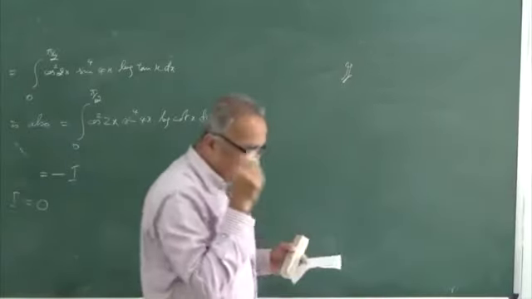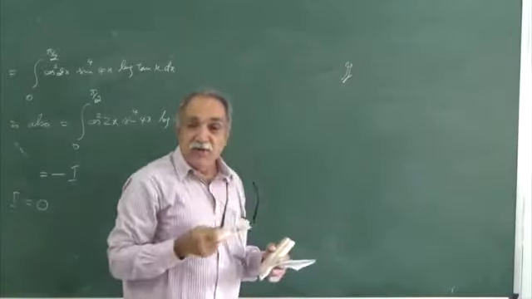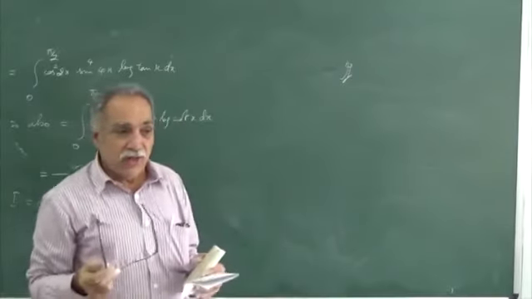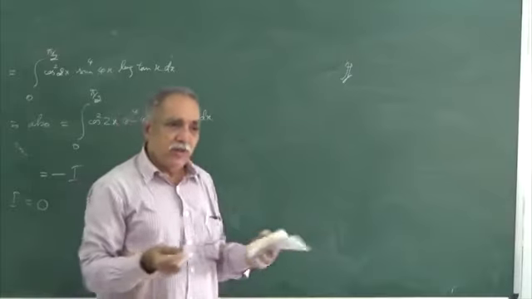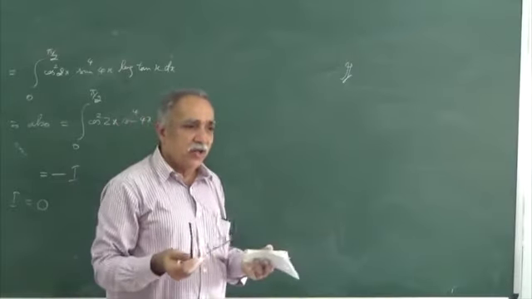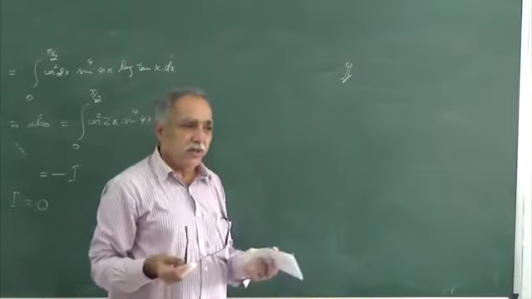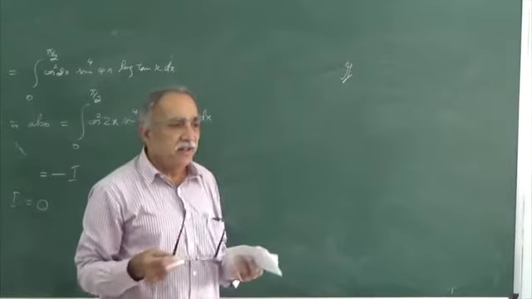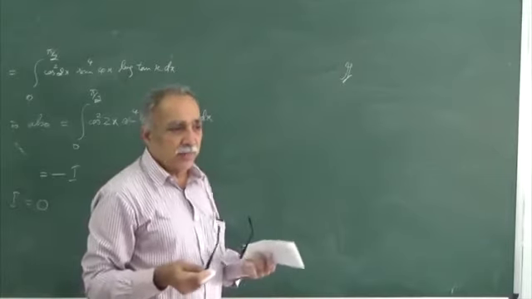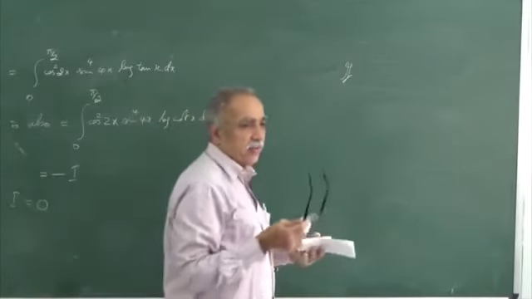Suppose your function satisfies the property f of minus x equals f of x, or f of minus x equals minus f of x. You will have the function either even or odd. You have a very useful property, you can apply it. But most of our functions are neither even nor odd. In such cases, we apply one more situation of the same kind.